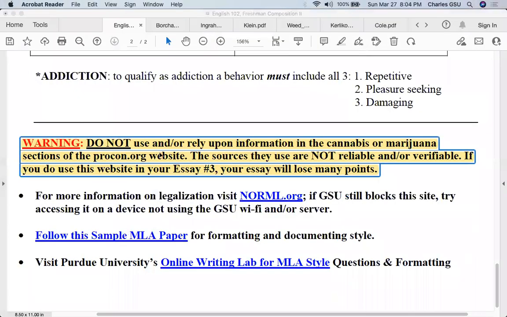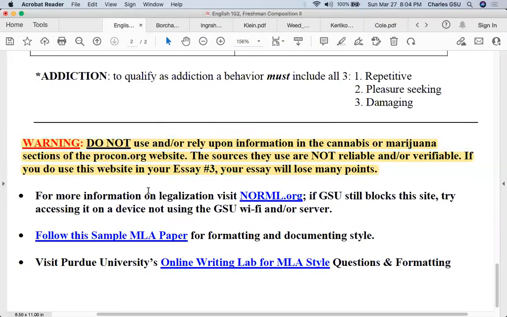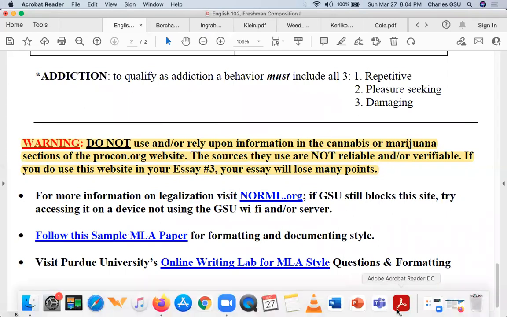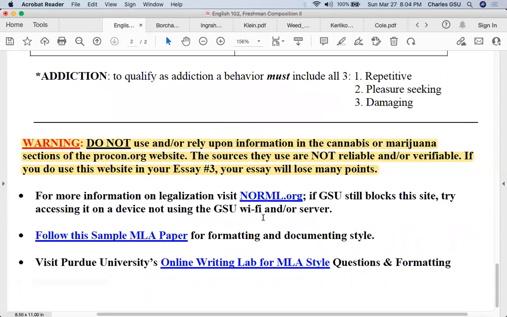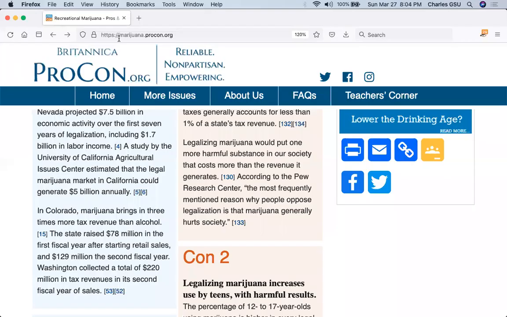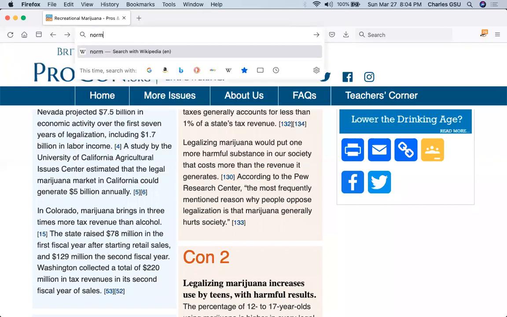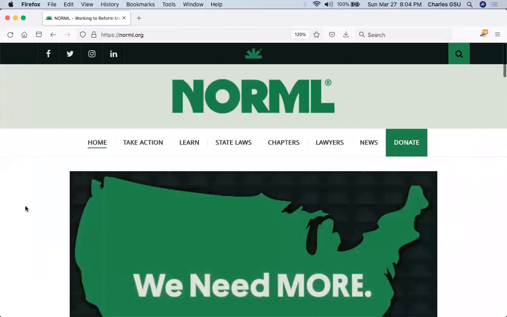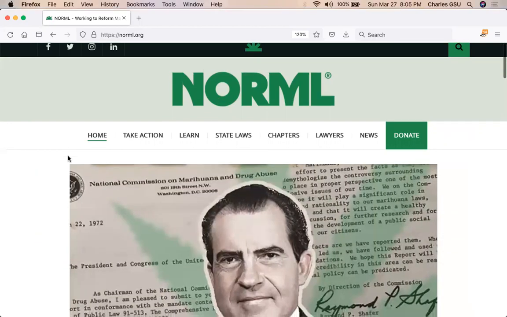Okay, so that's out of the way. Do not use the procon.org website. Instead, use other sources. And in fact, I have a source for you here that's pretty reliable. In the past, however, this norml.org site has been blocked by the Grambling server, if you're on campus, because it deals with, well, marijuana. So this acronym here stands for the National Organization for the Reform of Marijuana Laws. And a reform, of course, means change.